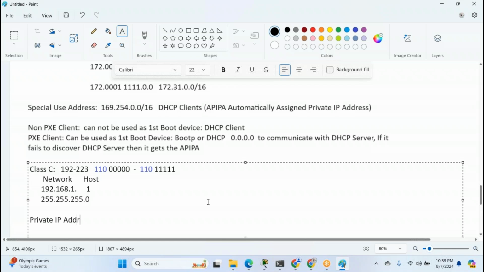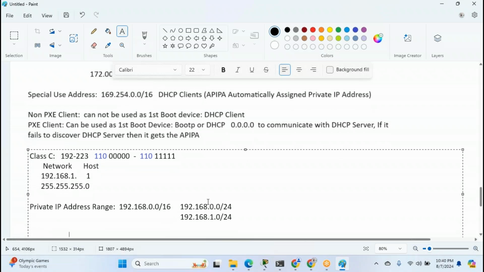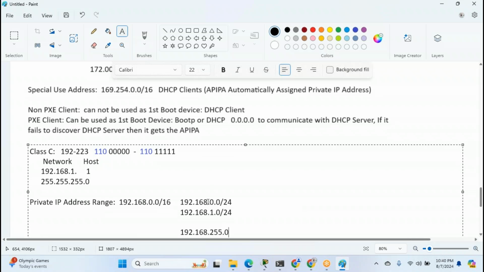The private IP address range is 192.168.0.0/16. So what does it mean? From 192.168.0.0/24, 192.168.1.0/24, up to 192.168.255.0/24. All these addresses, 256 networks, are private.